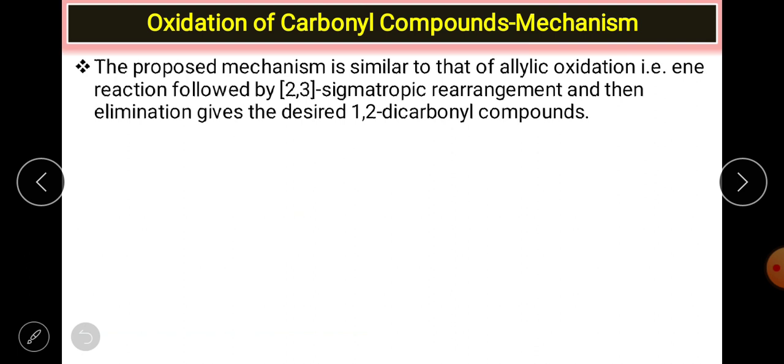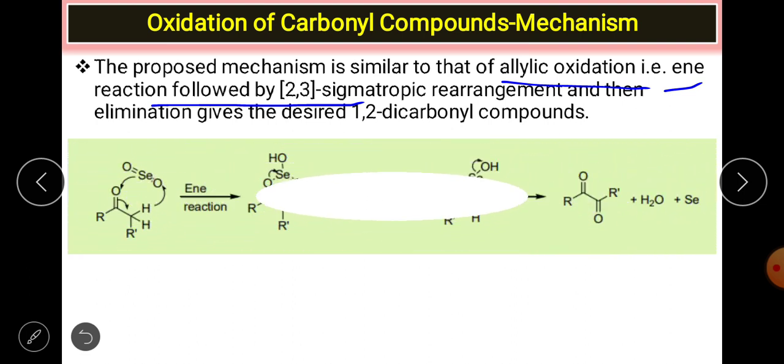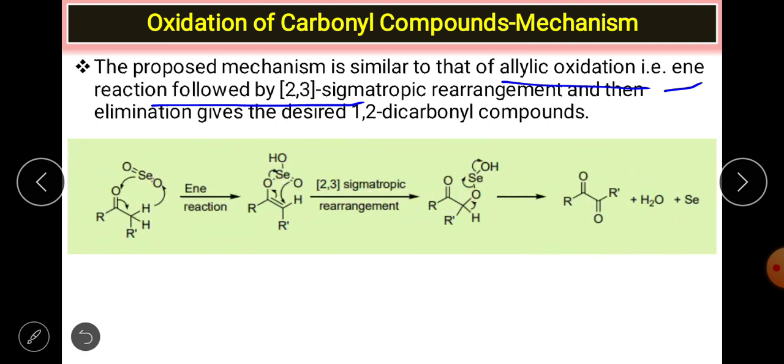The mechanism of this reaction is again quite similar. The proposed mechanism is similar to that of allylic oxidation: an ene reaction followed by a 2,3-sigmatropic rearrangement, and then elimination gives the desired 1,2-dicarbonyl compound. In the case of allylic oxidation, after the ene reaction and the 2,3-sigmatropic shift we do hydrolysis, but here we have to do the elimination reaction.